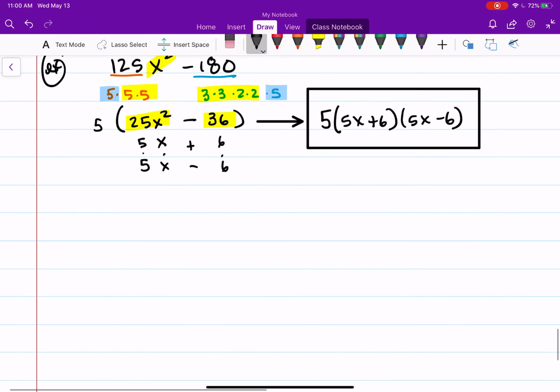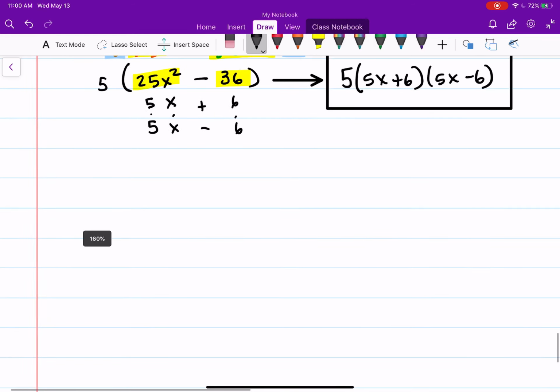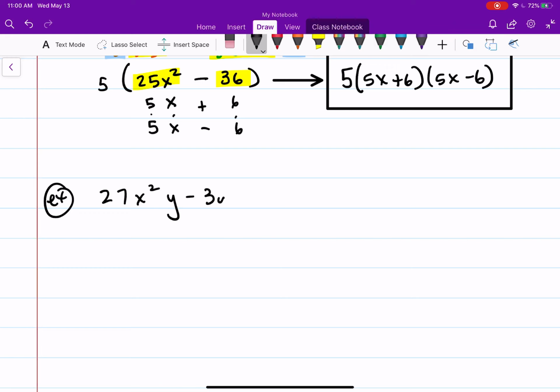Let me see what else. Oh, I know I should do this one too. All right, so another example. I got 2 more examples and we'll call it a day. So 27 x squared y minus 3y. Okay?